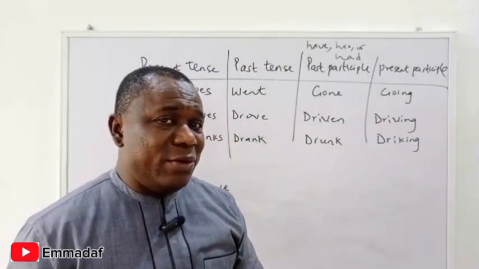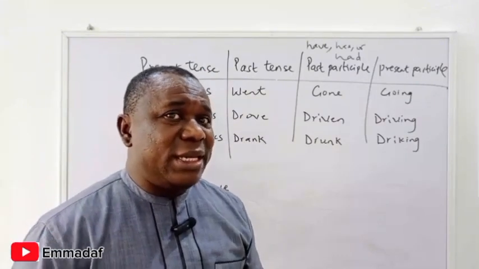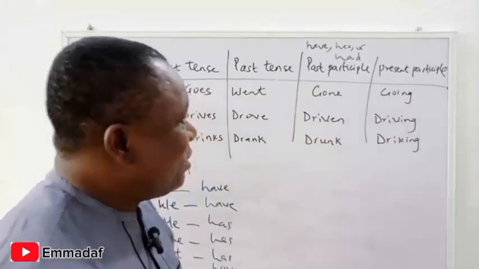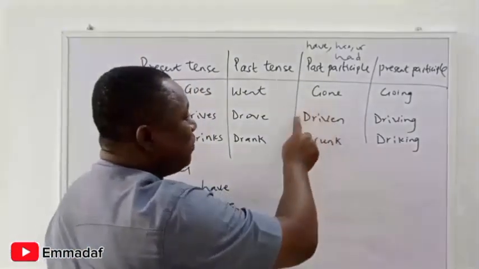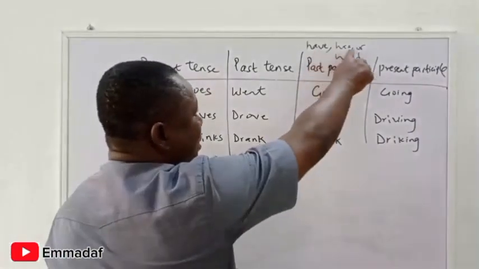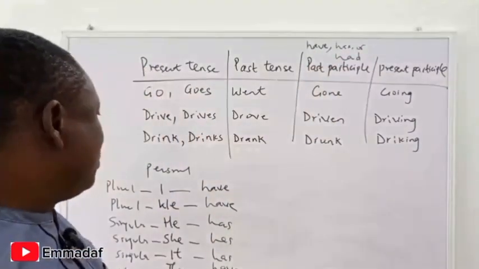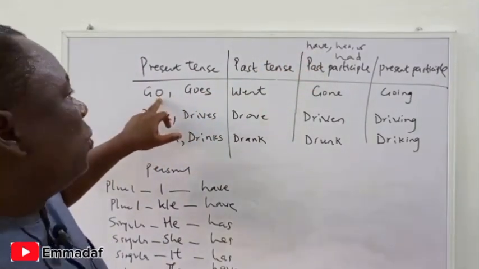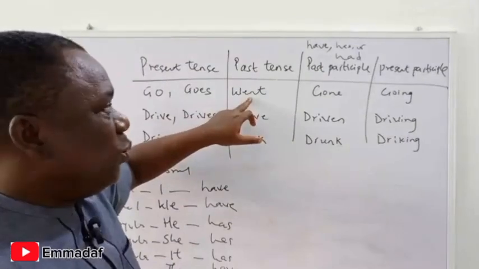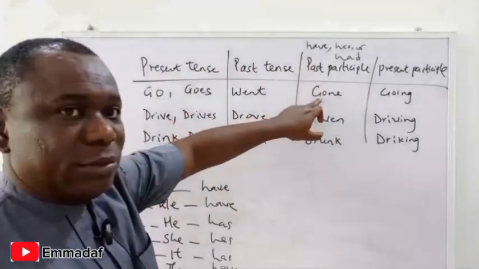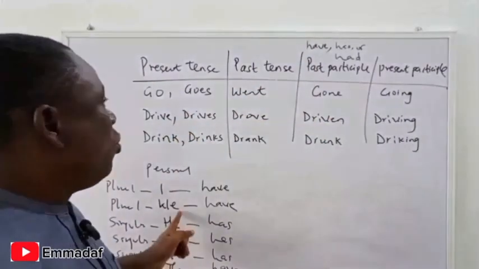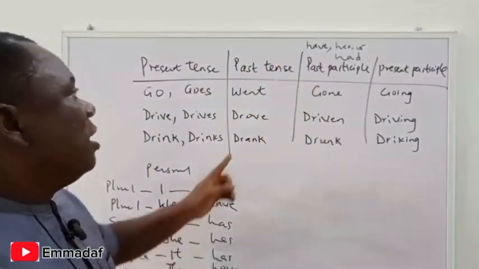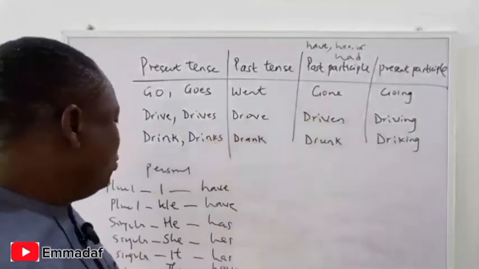Now the key point about the principal parts of verbs, all we have been trying to explain, all we've been trying to illustrate, the key point that you must keep in mind is this. Whenever you use any of these, they must go with your auxiliary. So it is incorrect to say, I have go to school, or I have went to school. No, I have gone to school. We have gone to school.